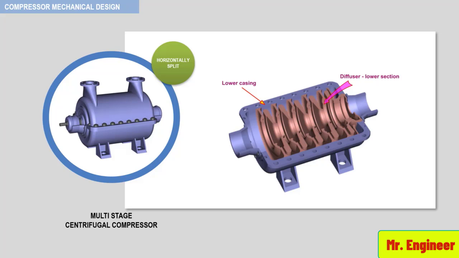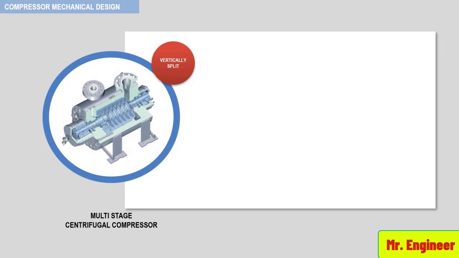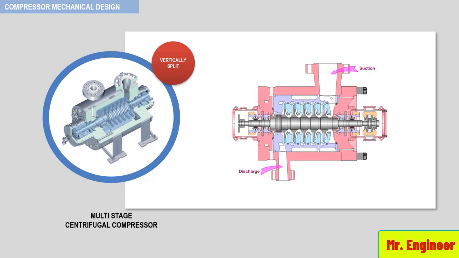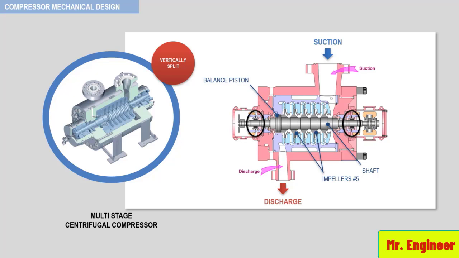Let's now observe a multi-stage vertically split centrifugal compressor, or a barrel compressor. A typical cut section is depicted here. So here you have the suction nozzle of the compressor and here the discharge nozzle. The shaft, the impellers, the ballast drum, the journal bearings, and the thrust bearing, all of these internal parts that we will cover in later videos, all of them are rigidly supported by the casing.